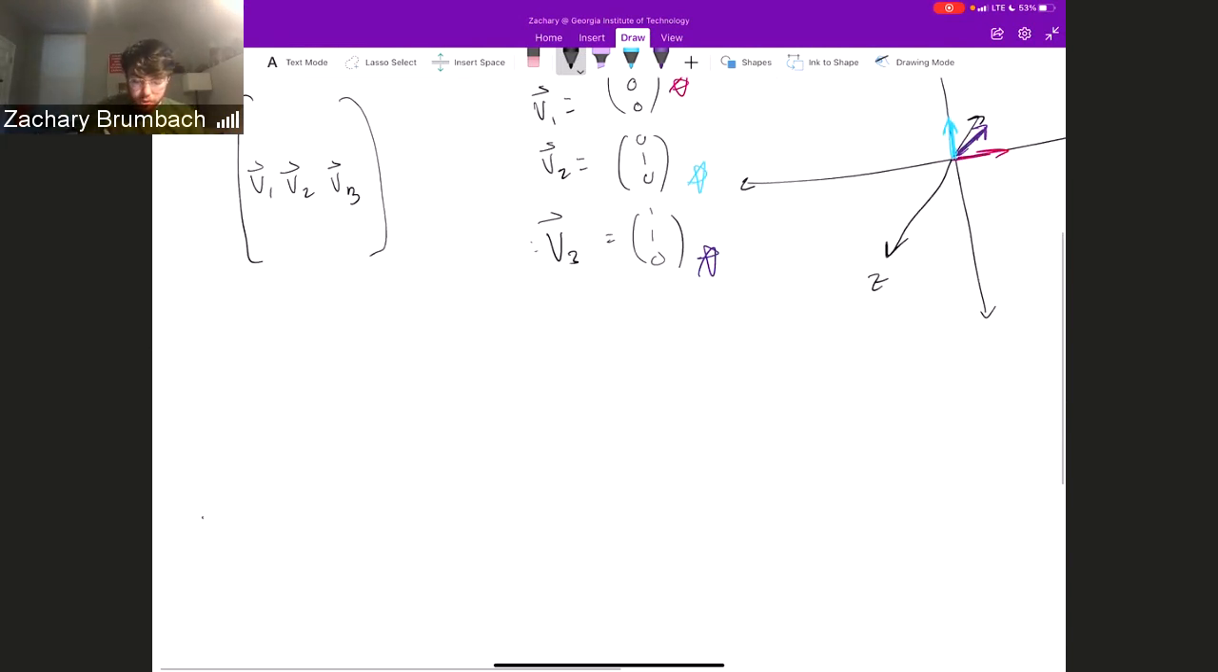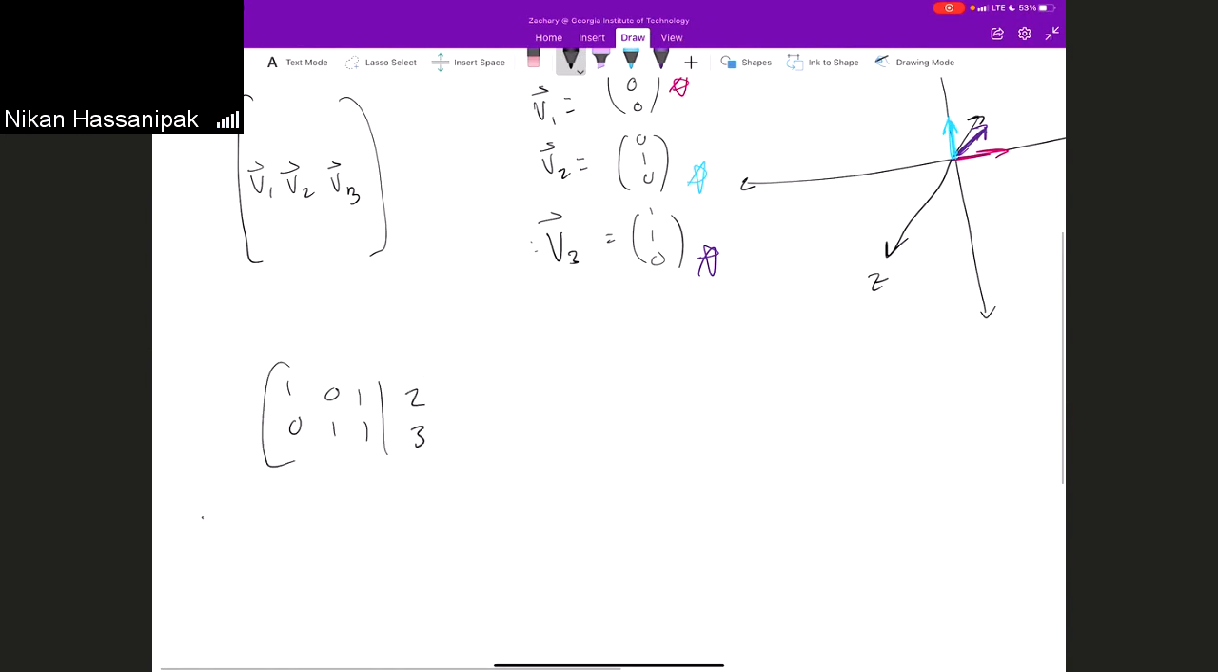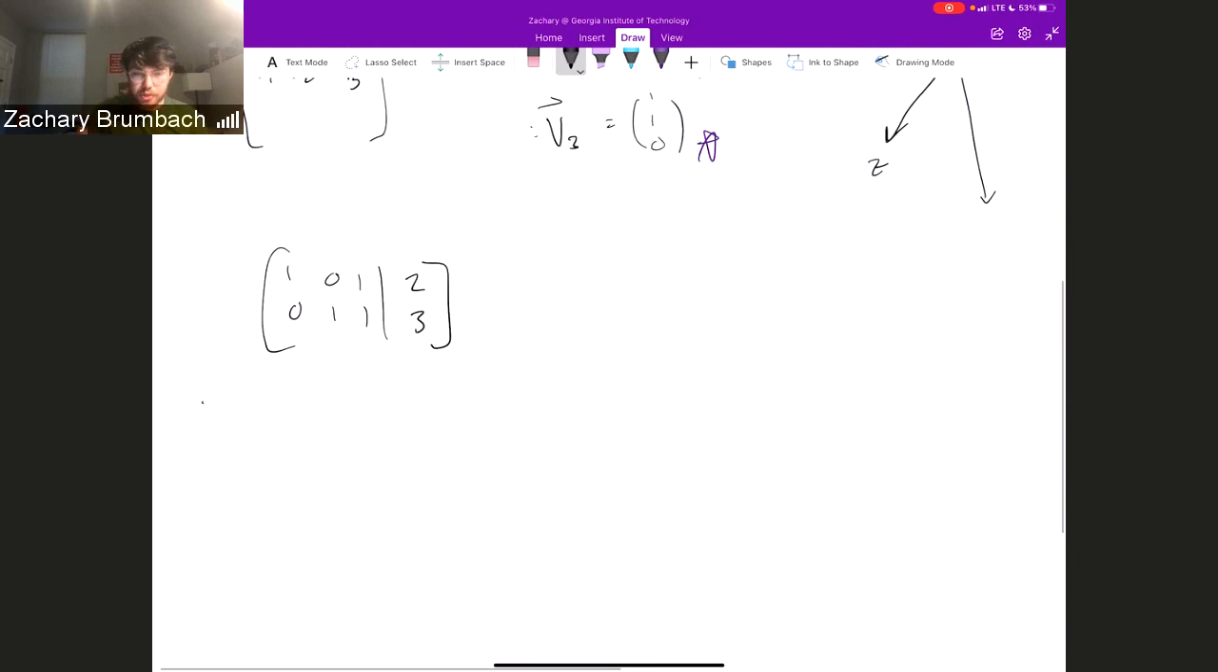So say our solution set looks something like 2, 3. So what does the solution set look like? We solve this in terms of variables, trying to get a parametric form. We have x1 plus 0x2 plus 1x3 equals 2. And for the bottom one, we have 0x1 plus 1x2 plus 1x3 equals 3.